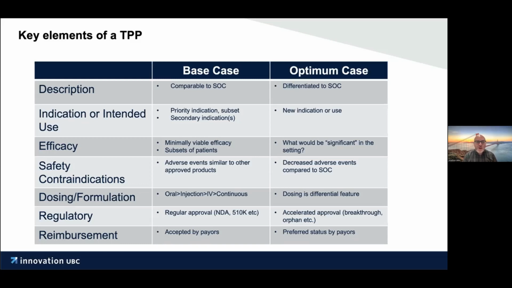Oftentimes we'll put together these TPPs, and your priority indication will be one thing. Let's say you're looking at a particular cancer, but then there are data sets showing it may be of interest in a secondary indication. And I can tell you many times I've seen products now being used in secondary or tertiary indications, where the thought was that it may work, and it turns out working a lot better than the standard of care.